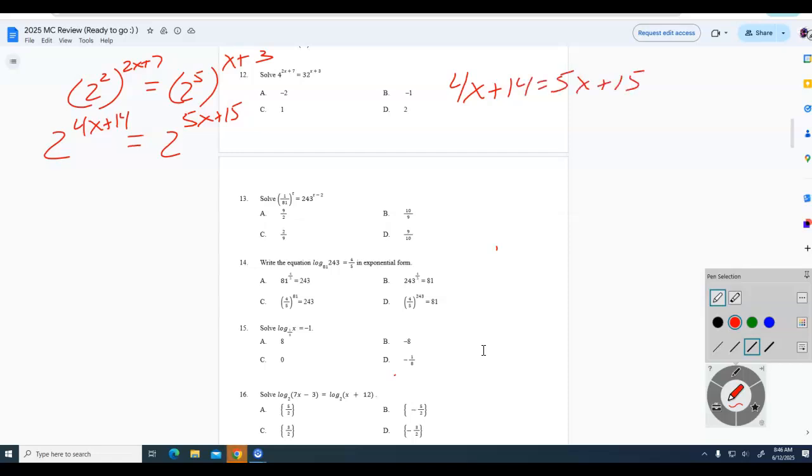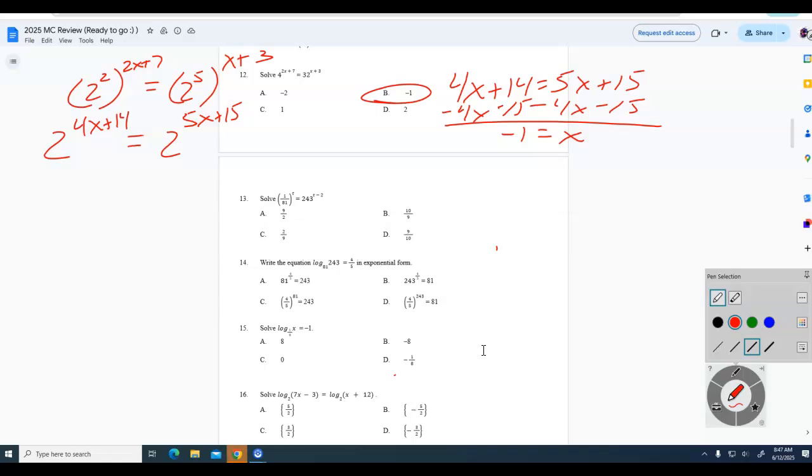The bases don't mean anything anymore. I'm going to subtract 4x on both sides. I'll subtract 15 on both sides. And negative 1 equals our x. So my answer is going to be B.